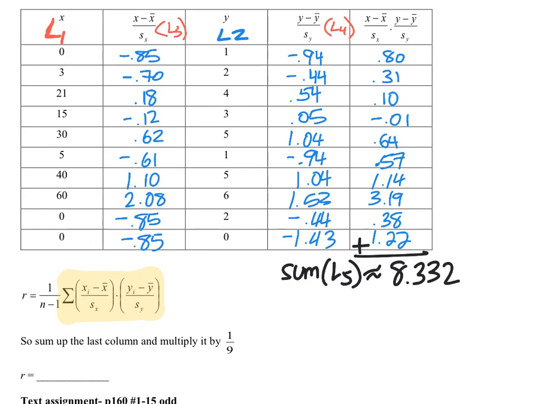But there are 10 data points, so you're going to multiply by 1 over 9, the same thing as dividing by 9. All right, so 0.926. Three significant figures is what we do, but only for the final answer.